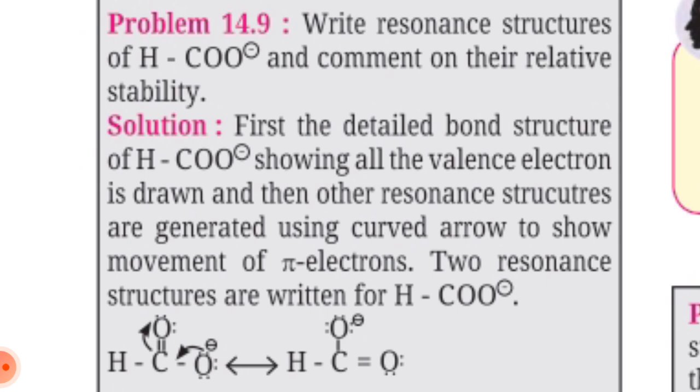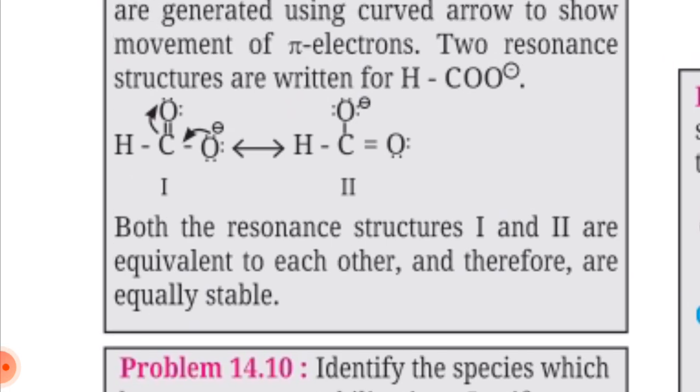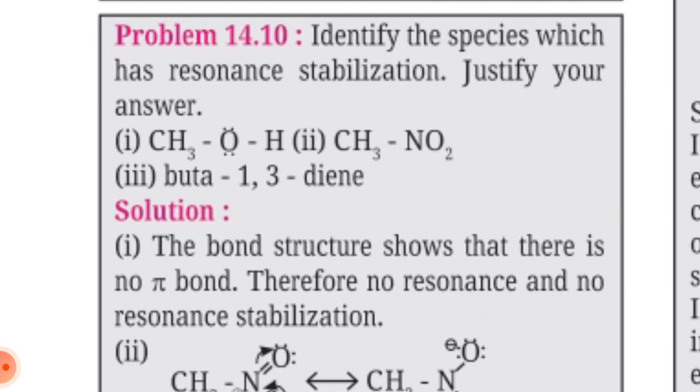Problem 14.9. Write resonance structures of HC(=O)O⁻ and comment on their relative stability. First, the detailed structure of HCO2⁻ showing all the valence electrons is drawn, and then other resonance structures are generated using curved arrows to show movement of pi electrons. Two resonance structures are written for HC(=O)O⁻, giving ⁻O-CH=O. Both resonance structures 1 and 2 are equivalent to each other and therefore equally stable.